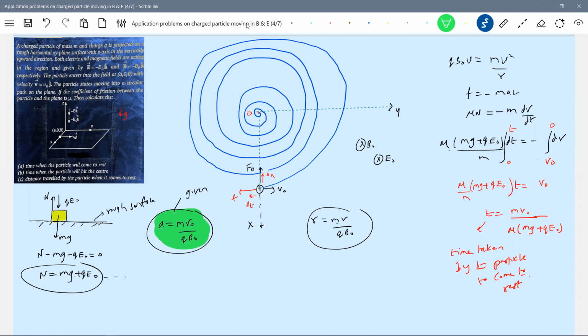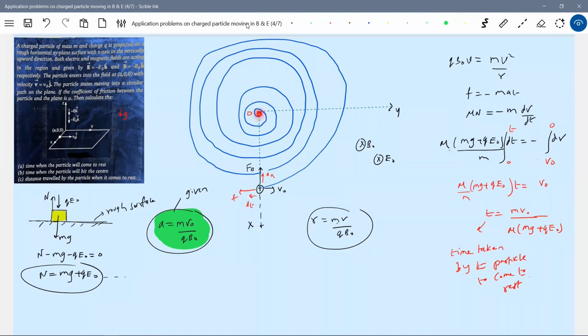Then we can conclude here: yes, it will come to rest at the origin. What is the simplest reason? Because m, q, B naught are the parameters which will remain constant whether the particle is at rest or in motion. Therefore, when the particle has come to rest, R should be 0, which means it should come to rest at the center.